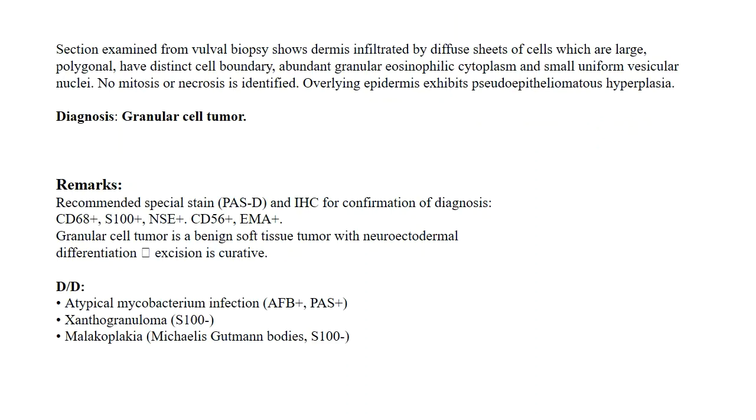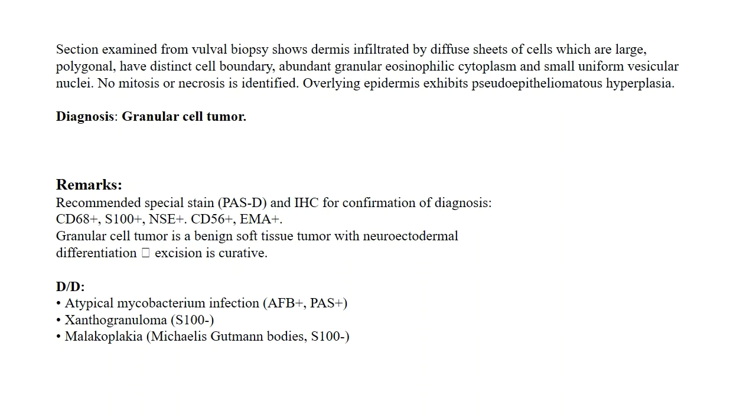The section shows the skin showing hyperkeratosis, pseudoepitheliomatous hyperplasia, and in the dermis there is a tumor showing large polygonal cells having distinct cell boundary, abundant granular eosinophilic cytoplasm, and small uniform vesicular nuclei. No mitosis or necrosis can be identified in this section.